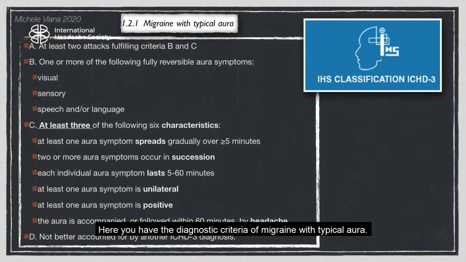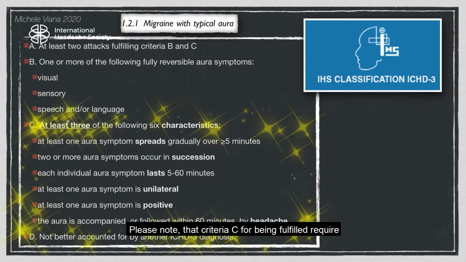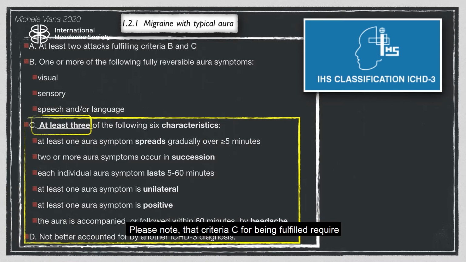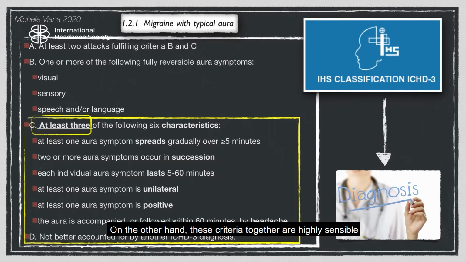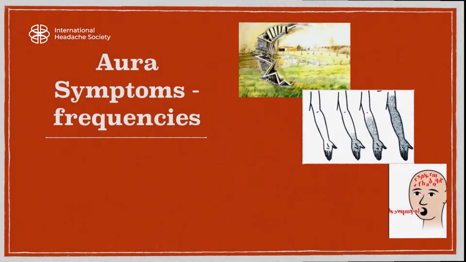Here you have the diagnostic criteria of migraine with typical aura. Please note that for criterion C to be fulfilled, it requires the presence of at least 3 characteristics out of 6. In this context, remember that each of these 6 sub-criteria is not universally valid, and we will see some examples later on. On the other hand, these criteria together are highly sensitive and specific to diagnose migraine aura.